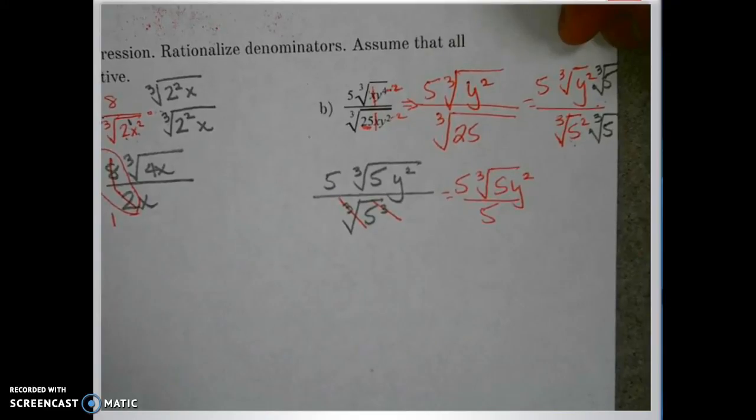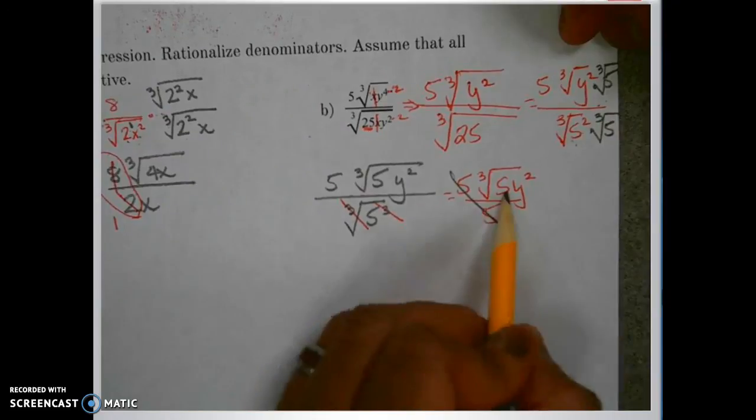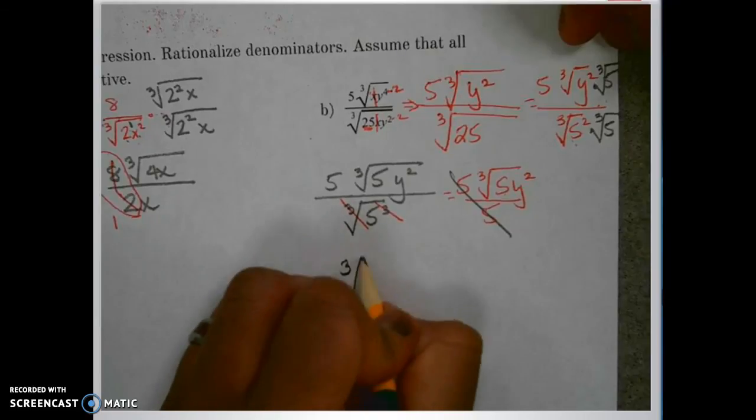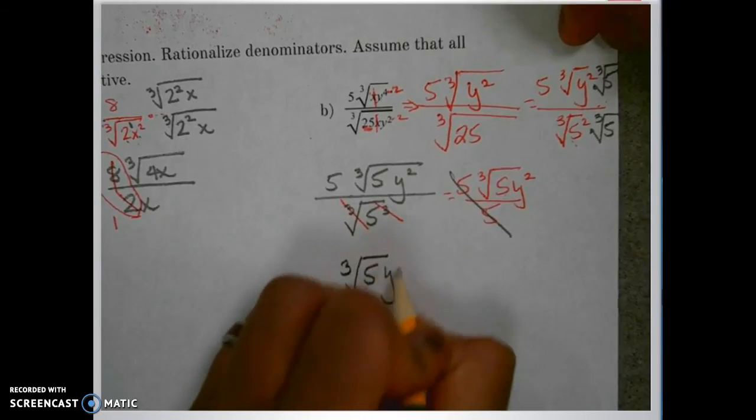Am I done? Nope. I have 5 and 5. Let's cancel them out since they are both on the outside. Not going to cancel this out because it's inside of a radical. It's not the same. So I have the cubed root of 5y squared.